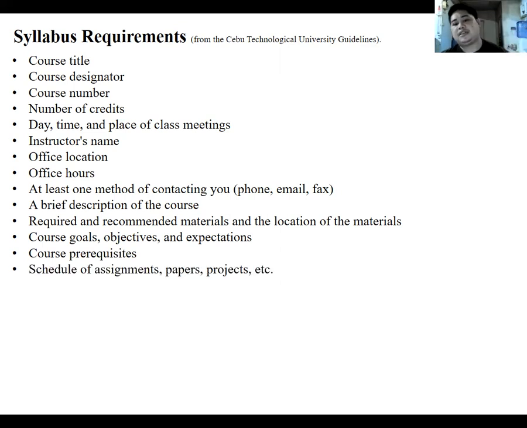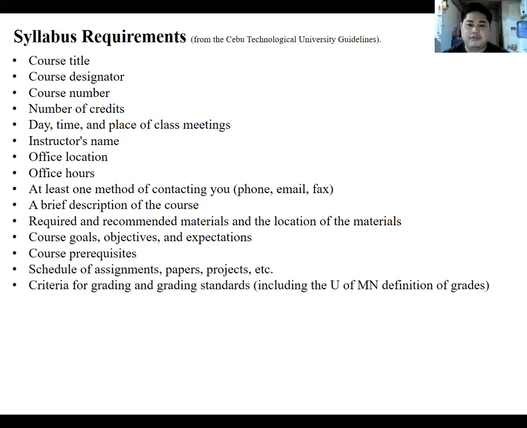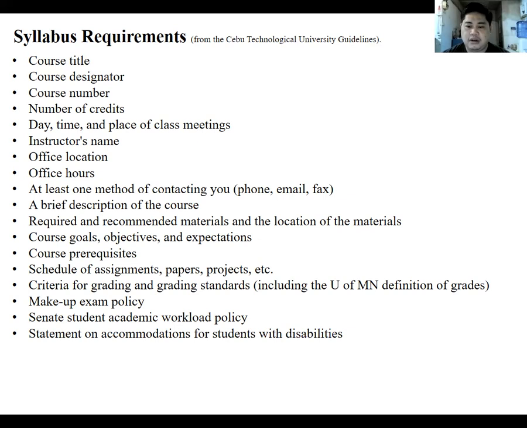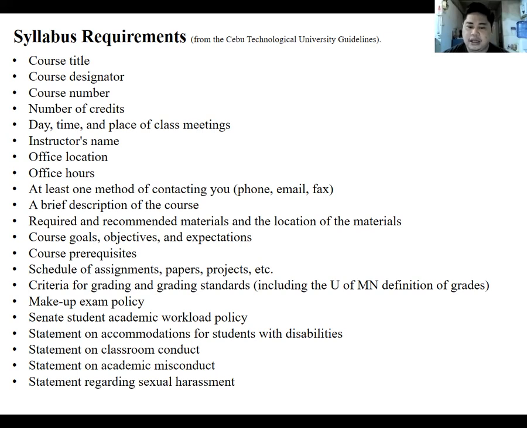Next is the course prerequisites, the scheduling of assignments, papers, and projects, criteria for grading and the grading standards, including the rubrics of how you grade the output of the students, the makeup exam policies, the academic workload, then the statement on accommodation for students with disabilities, the statement on classroom conduct, and the statement on academic misconduct, statement regarding sexual harassment, these are the new ones, and the statement on penalties for late work.